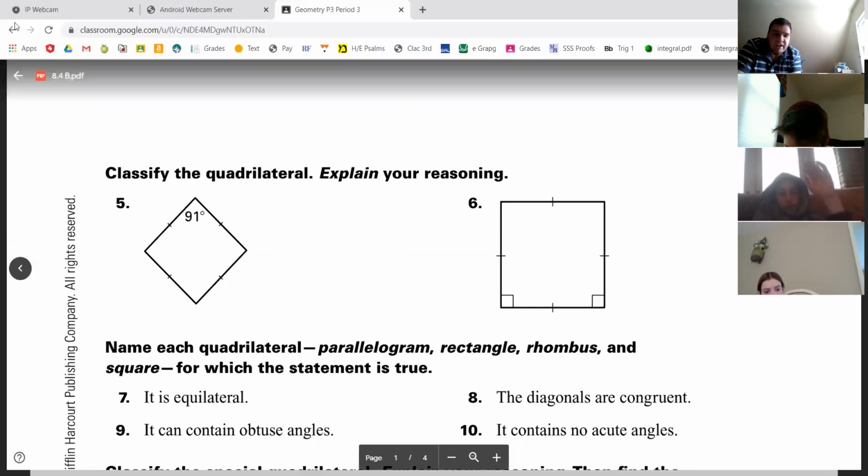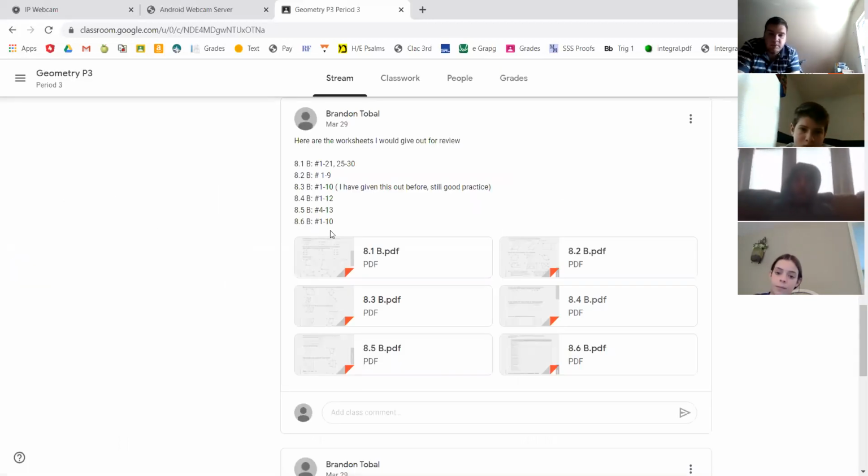All right, Daniel, I'm sorry. You had your hands up for a while. Go. Two things. One, a quadrilateral is just a 4-sided shape.